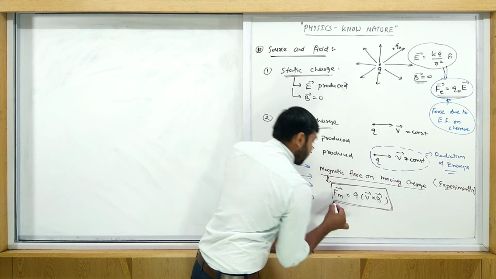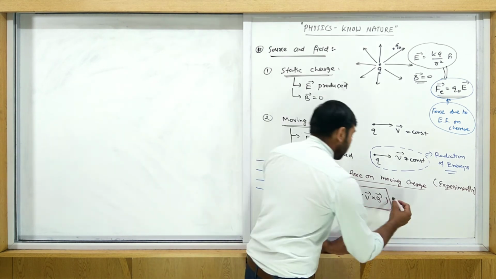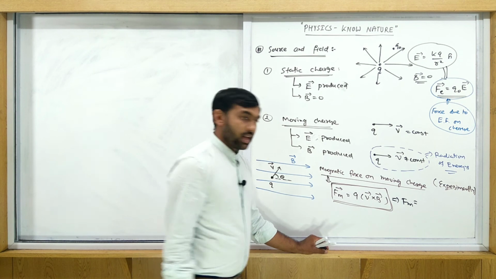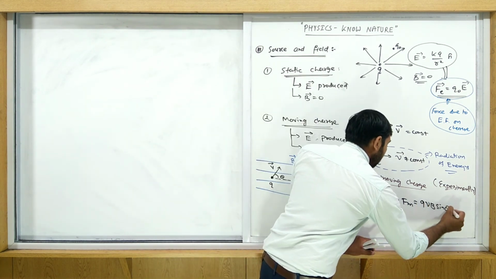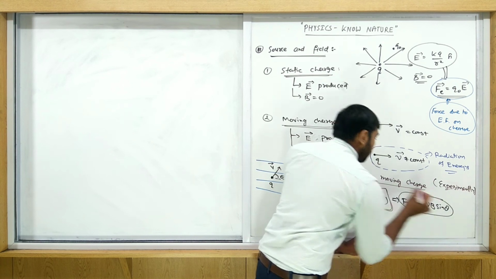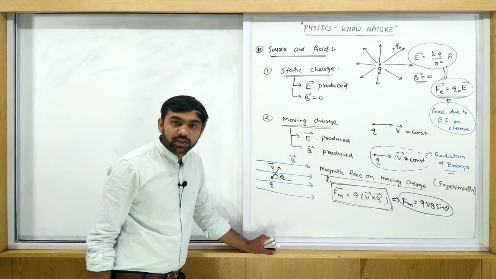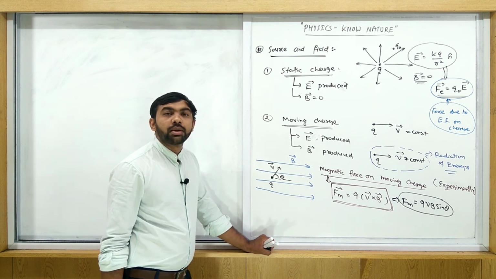Q is equal to what? Q times V cross B. If you know the angle between V and B, then you can also write the same equation in this format. The magnitude Fm is equal to QVB sin theta. Since it is a cross product, what will the answer be? sin theta in magnitude, and there is a direction also. And the magnetic force is always perpendicular to V and B both.